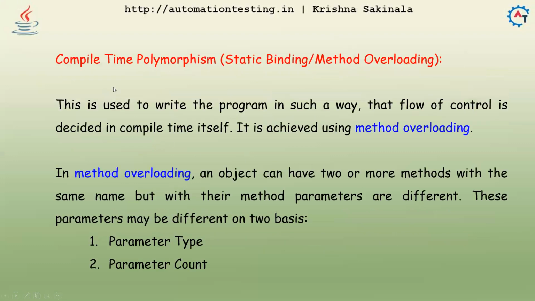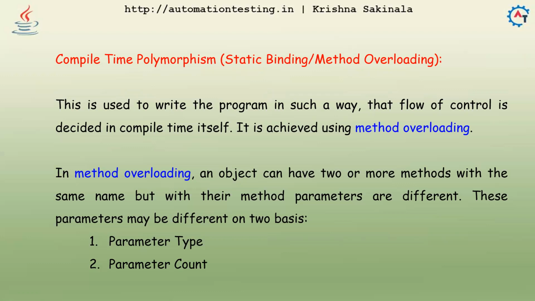So what do you mean by compile time polymorphism? This is used to write the program in such a way that the flow of control is decided in compile time itself. It is achieved using method overloading. Compile time polymorphism can be achieved using method overloading, and the flow of your program execution will be decided at compile time. Because of that, it is called compile time polymorphism.